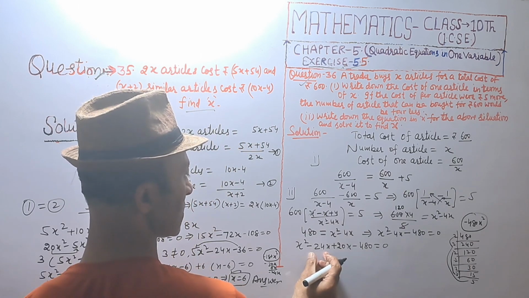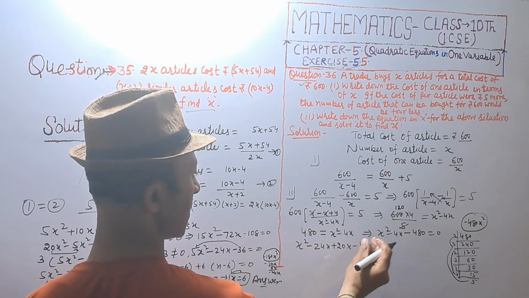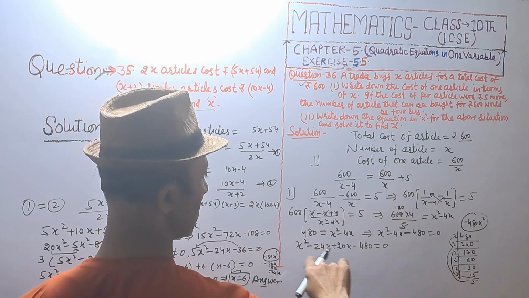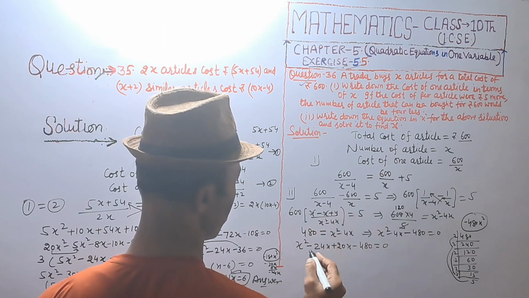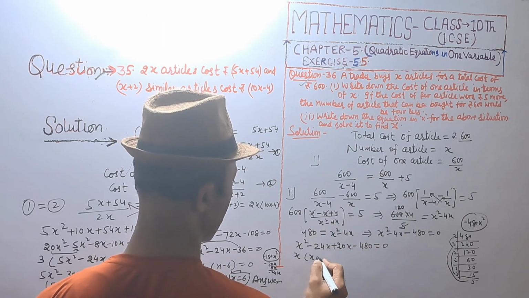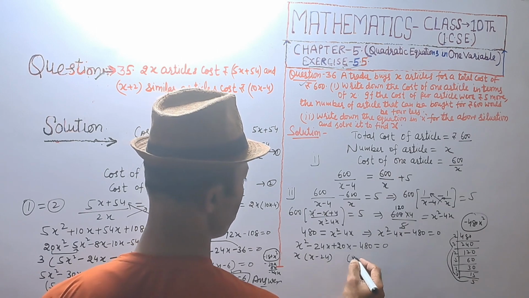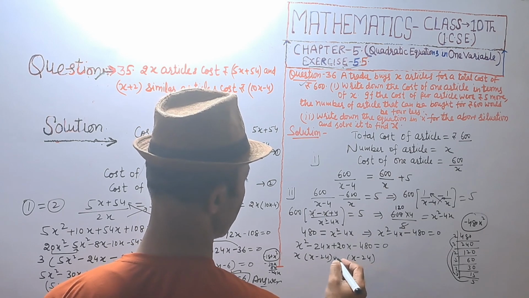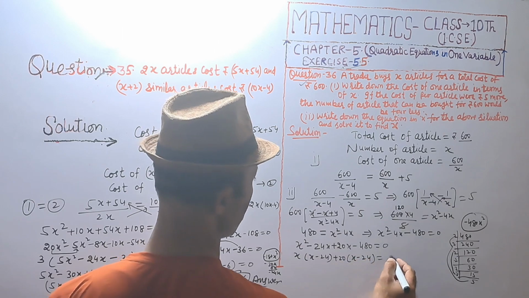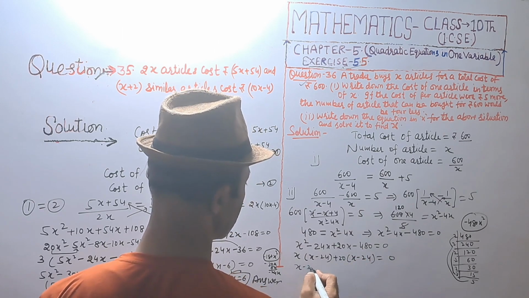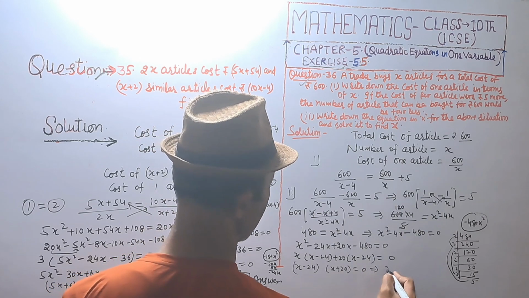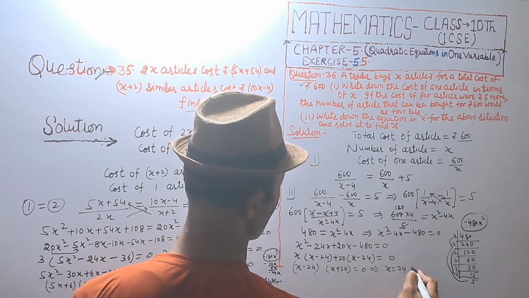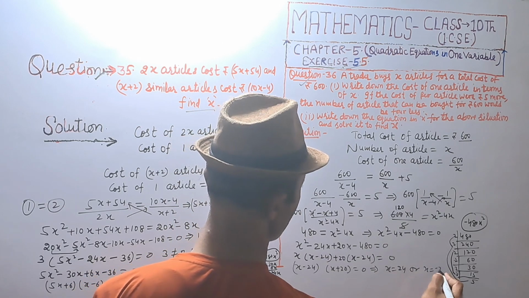Minus 24x plus 20x is equal to minus 4x, and their product will be minus 480x squared. So we are taking common x minus 24 in bracket, and plus 20 is common. x minus 24 and x plus 20 is equal to 0, which implies x is equal to 24 or x is equal to minus 20.